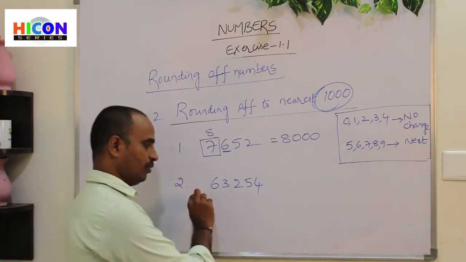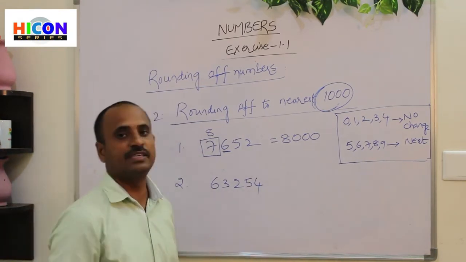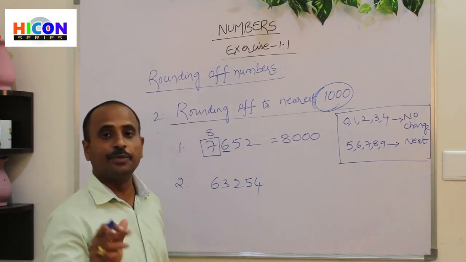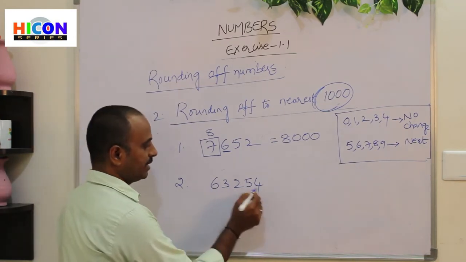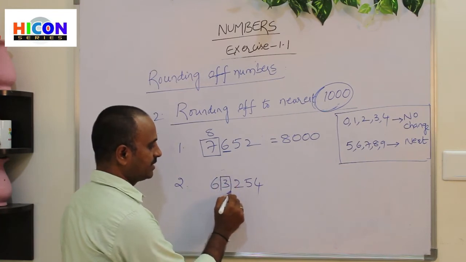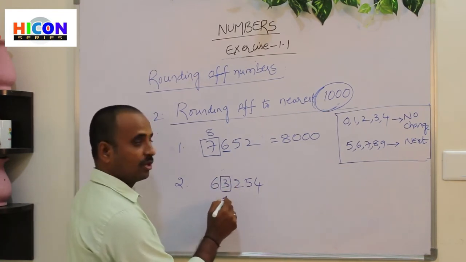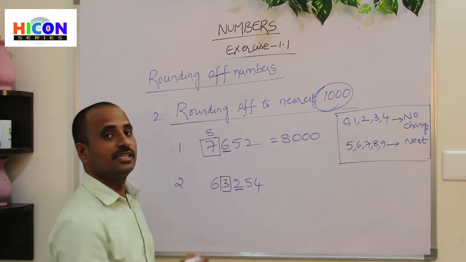63,254. Now we have to round off this number to the nearest thousands. So identify the digit present in the thousands place. Here the digit present in the thousands place is 3. Now check the next digit. Here the next digit is 2.